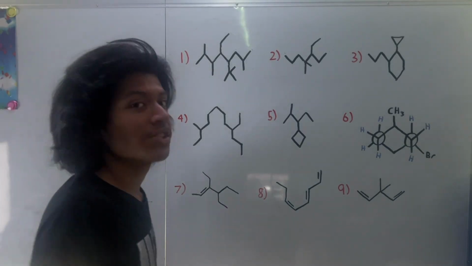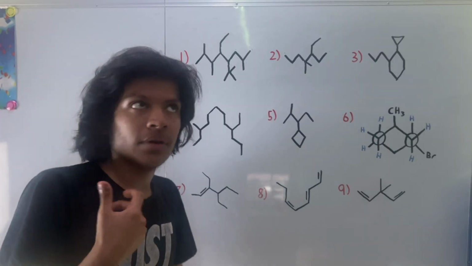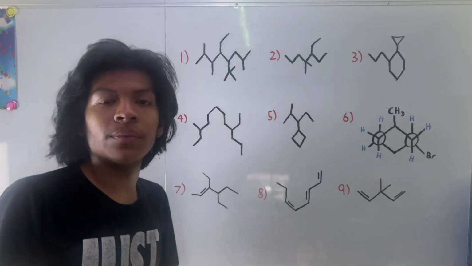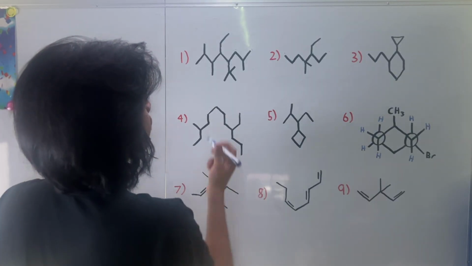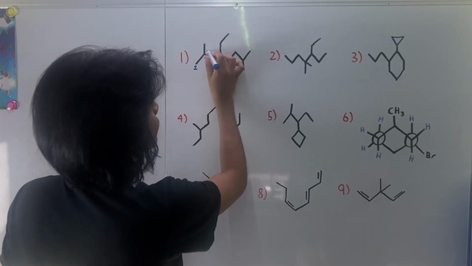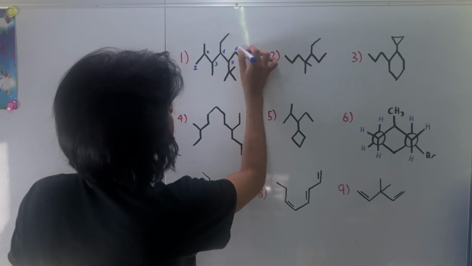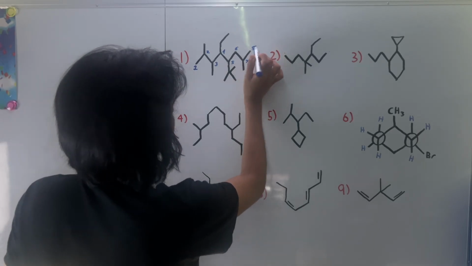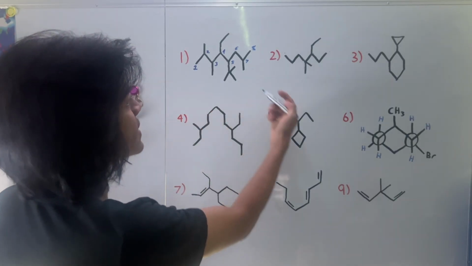Okay, so let's just get started with our first compound right here. As always with naming organic compounds, we want to start with the largest carbon chain. So here, in this case, we would start from the left side. Here we have 1, 2, 3, 4, 5, 6, 7, 8. And this would be our largest carbon chain. Our carbon chain has 8 carbons.